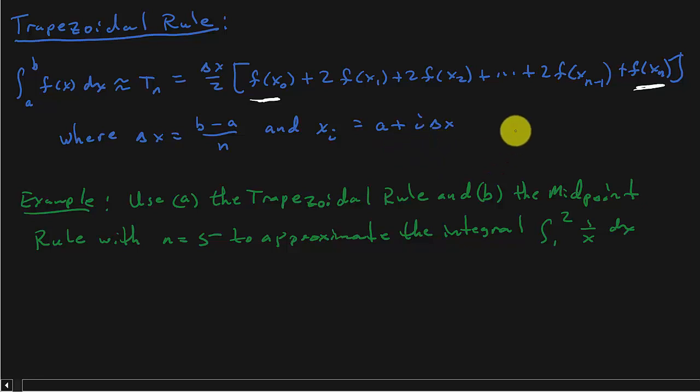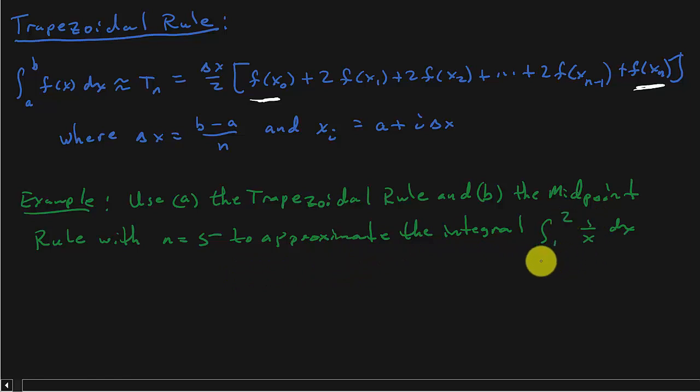And I'll talk about that more as we're working through the examples. So let's go ahead and get started. It says use A, the trapezoidal rule, and B, the midpoint rule with n equal 5 to approximate the integral of 1 over x dx from 1 to 2.